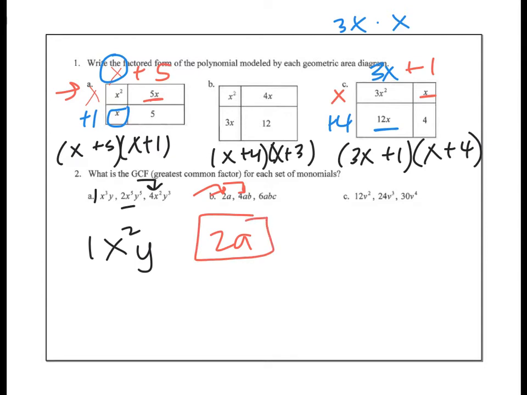For the end one, for the 12v squared, 24v cubed, and 30v to the 4th, biggest factor just number-wise that they all share would be a 6. So since 6 goes into 12, 24, and 30, and then I have the choice between v squared, v cubed, and v to the 4th. The most v's I can pull from each of them is a v squared.